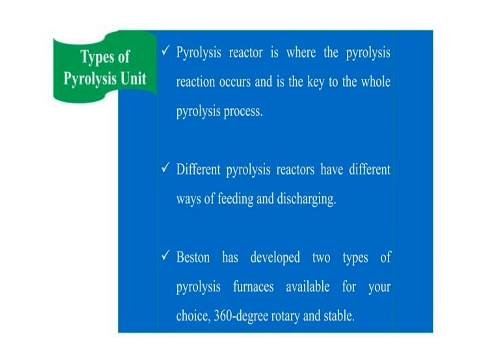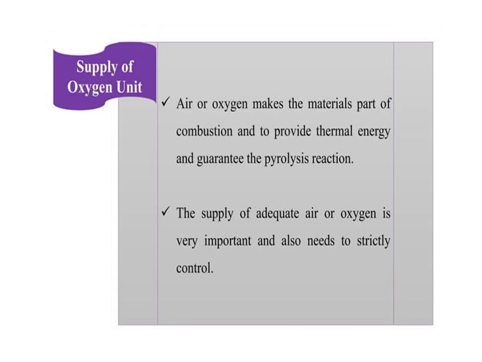Types of pyrolysis unit. So what are the types of pyrolysis unit? The pyrolysis reactor is where the pyrolysis reaction occurs and is key to the whole pyrolysis process. Different pyrolysis reactors have different ways of feeding and discharging. Western has developed two types of pyrolysis furnace available for your choice: 360-degree rotary and stable.